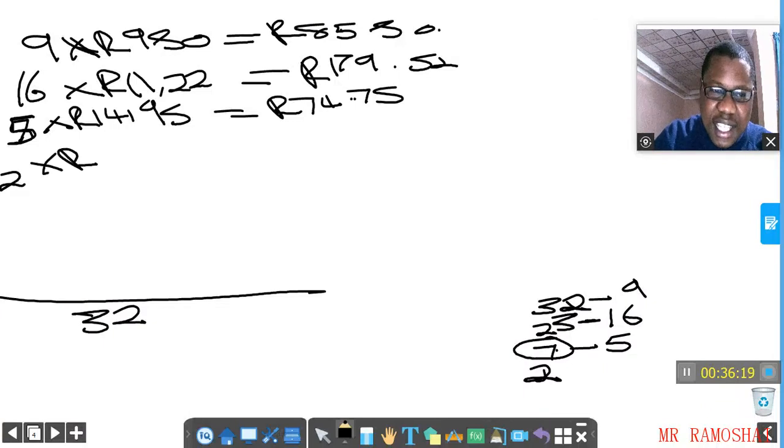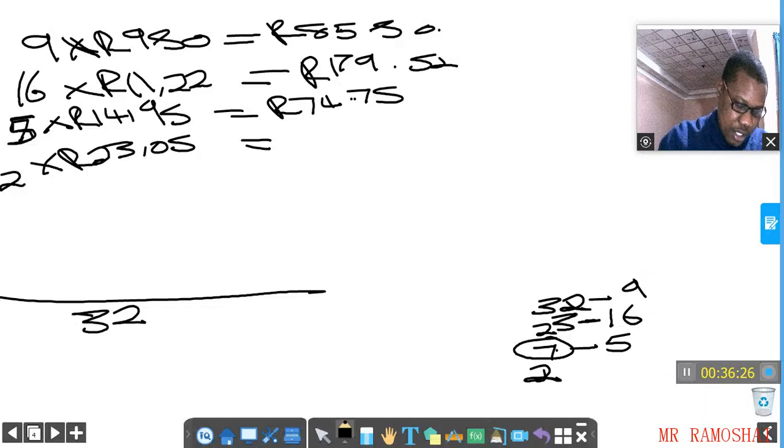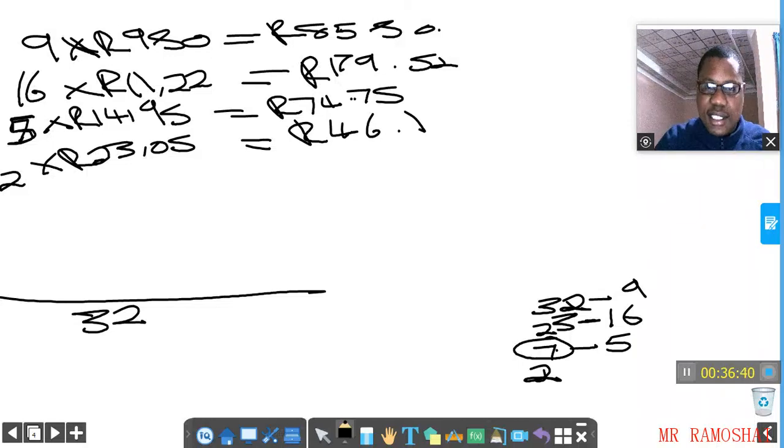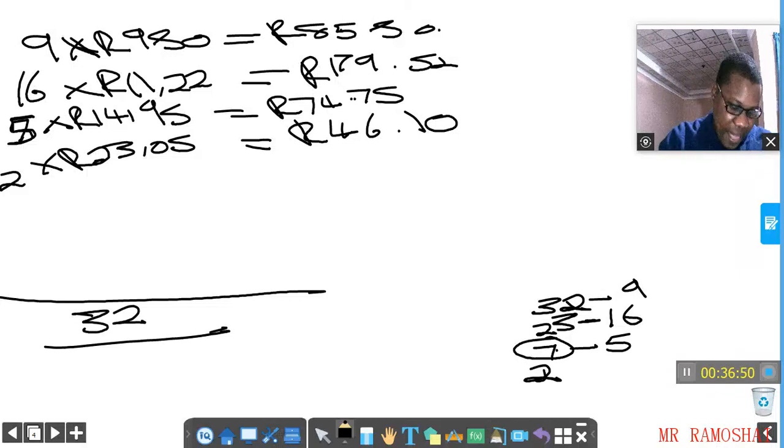We're going to distribute 2 kiloliters at a price of, is it 23? Yeah, 23 rand 5 cent. Right. 2 multiplied by 23.05 equals 46.1, 46 rand 10 cent. Right. That's how it is. So if we add all of this, we must definitely get 32 kiloliters, right? 9 plus 16 plus 5 plus 2, 32.